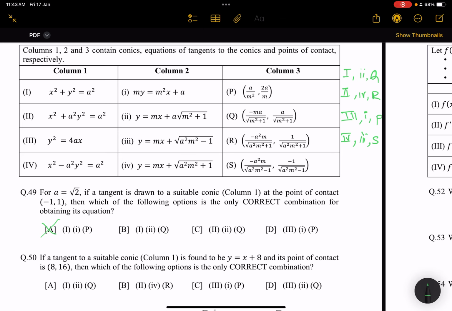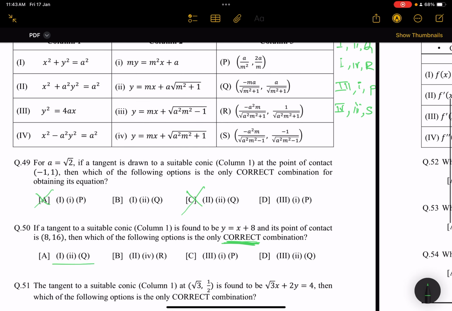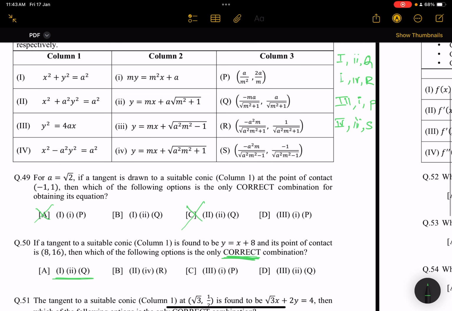But we can eliminate option C because 2 is mapped to 4. We can see here 2 is mapped to 4. It is not mapped to 2. And 3 is mapped to 1 and P. So this is correct. Similarly, here also we can eliminate some options. Correct combination 1, 2, Q is what we have here. And 2, 4, R is also possible. 3, 1, P. 3, 2, Q is not possible, as 3 is not mapped to 2. So we can straight away eliminate this particular option.